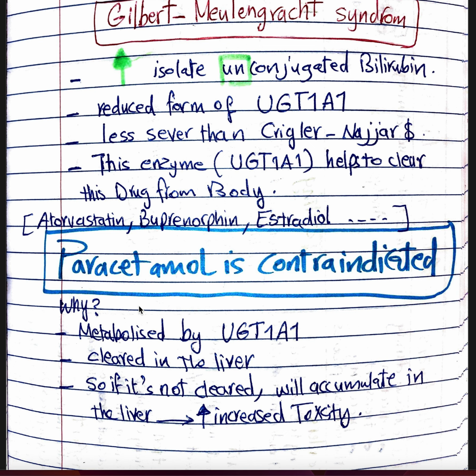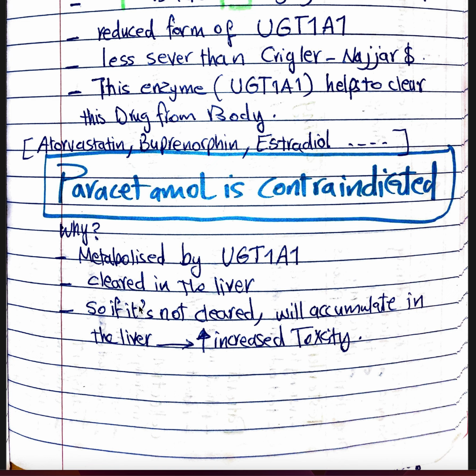It is cleared in the liver, so if it's not cleared, it will accumulate in the liver, and it's toxic for the liver. That is the worst thing that can happen in the liver. So paracetamol is contraindicated in Gilbert syndrome. It's actually contraindicated if you have a problem with uridine diphosphate glucuronosyl transferase 1A1, because it is metabolized by this enzyme, so it will lead to accumulation of paracetamol, which may lead to toxic effects on the liver.